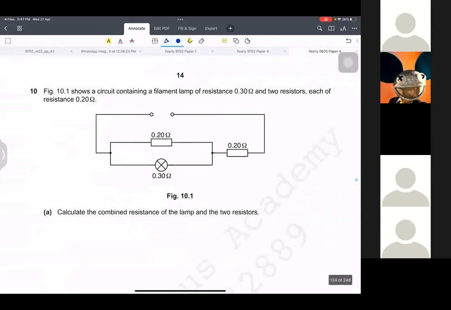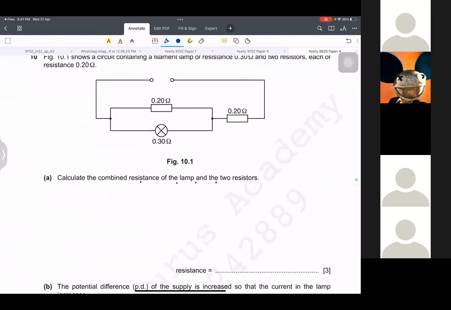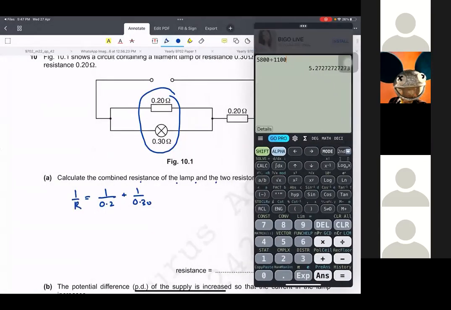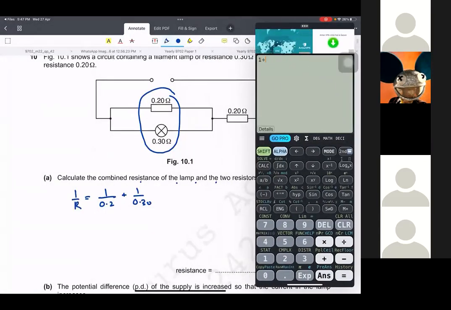Now, this one: calculate the combined resistance of the lamp and two resistors. The combined resistance, so this is in parallel. It will be 1/0.2 plus 1/0.3 equals 1/R. So you can use the calculator. Generally I do it, and if you want to, that's fine. Sometimes it is very hard to take the LCM. Okay, this is 1 divided by the answer, so you have to take the reciprocal as well. So R would be 0.12 ohms.